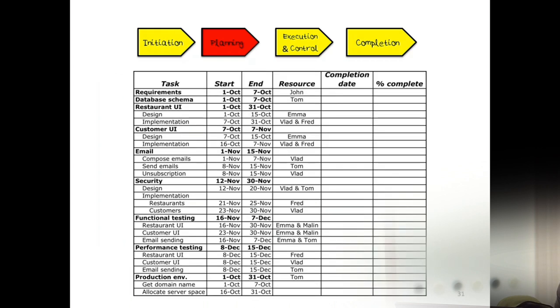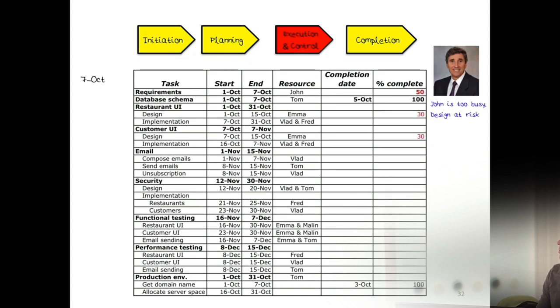So, we start. And this is just a presentation to you. This is typically not the kind of document you use for managing a project. It's not that far from it though. So you see here, we have all the big items. The requirements should start October 1st and be done seven days or six days later. We have the email here. These are simply taken from the previous milestones that I showed you.